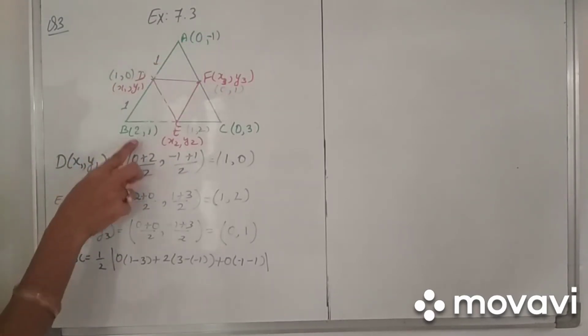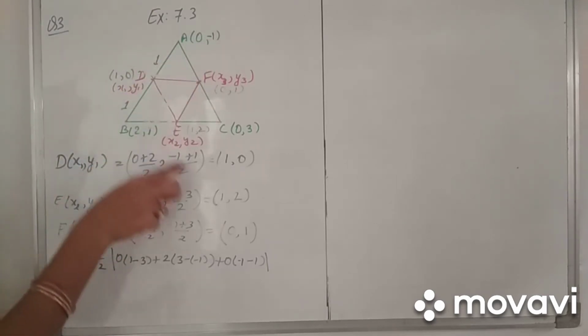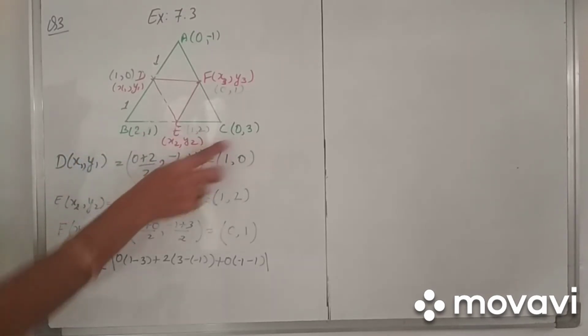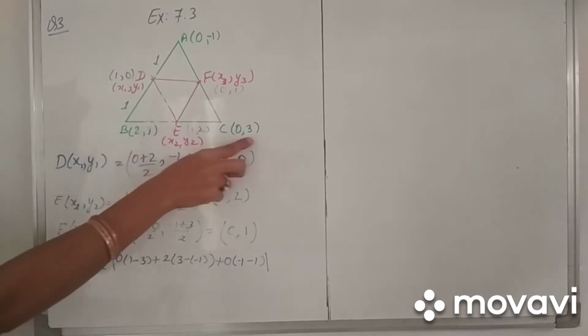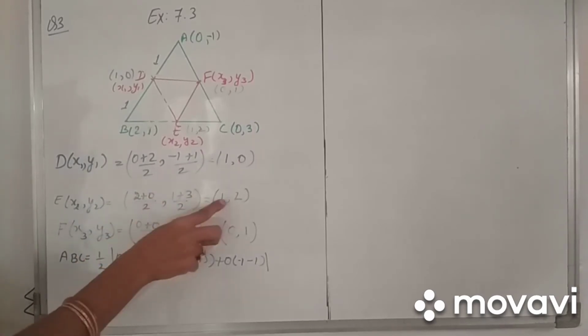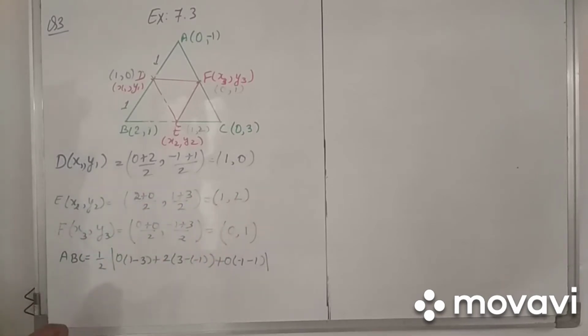So (0 plus 2) upon 2 and (minus 1 plus 1) upon 2. This will give me 1 and 0. Same way for E also, (2 plus 0) upon 2 and (1 plus 3) upon 2. So 2 plus 0 means 2, 2 upon 2 means 1. 1 plus 3 means 4, upon 2 means 2.